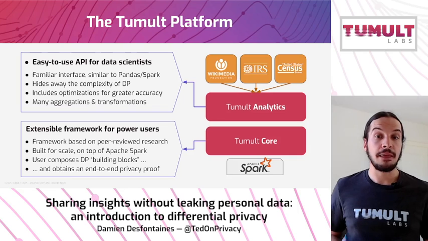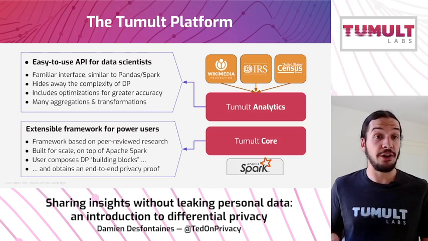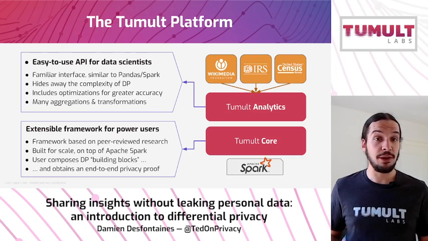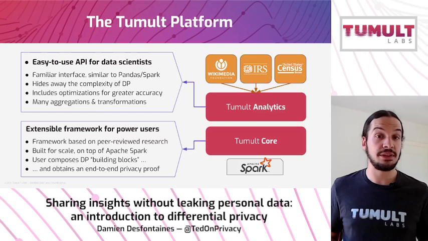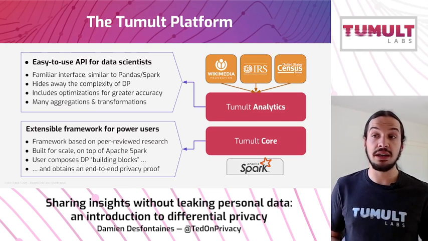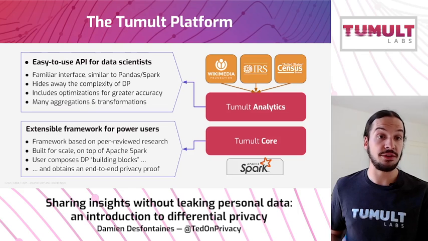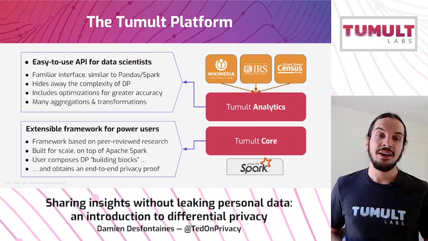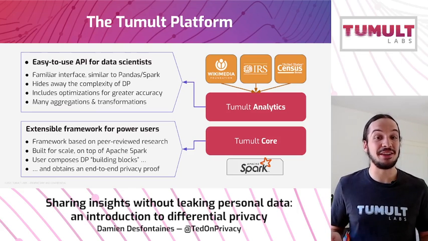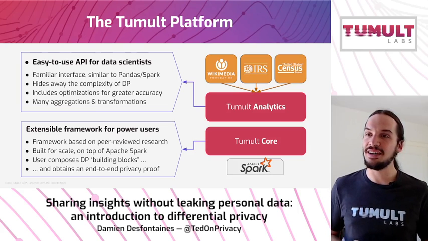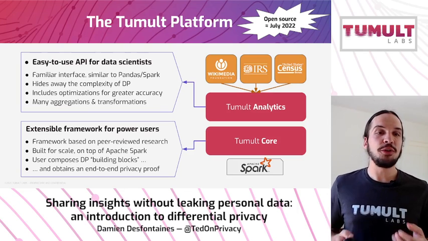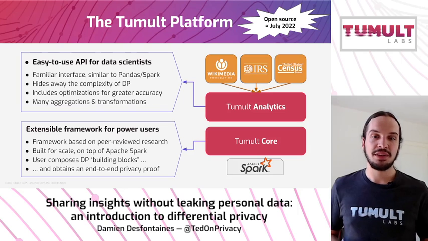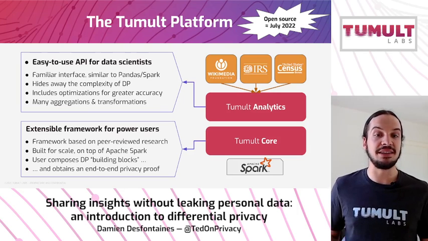Tumult Analytics has a simpler interface, but it's still very powerful. All of our customer deployments use Tumult Analytics. So it's currently running on production systems at institutions like Wikimedia, the IRS, and the US Census Bureau. Oh, and the good news is the platform is now open source. We are doing this this month, in July 2022. Open source is central to our strategy at Tumult. We think that transparency and auditability are essential to building trust, and trust is key to adoption.